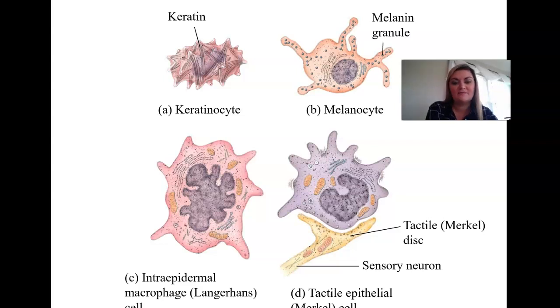Down at the bottom, you have the intraepidermal macrophage, or the Langerhans cells. Those are going to be the ones that are searching for things that don't belong. So they're looking for microbes such as bacteria or viruses. And then you have your tactile or Merkel cell, and that's going to be there attached with that sensory neuron to help pick up on sensations.